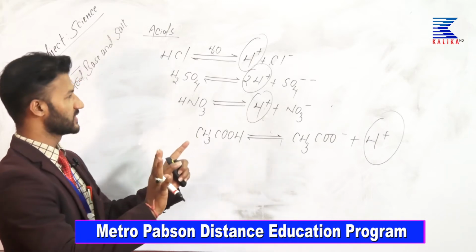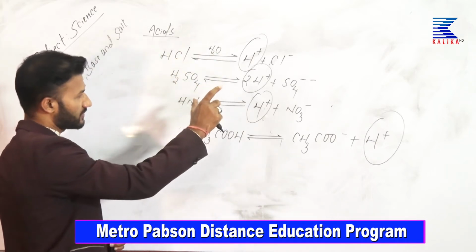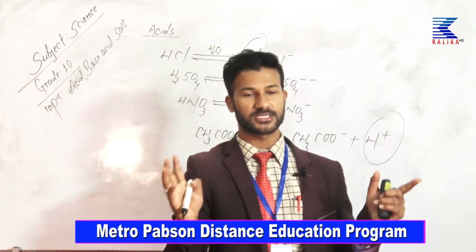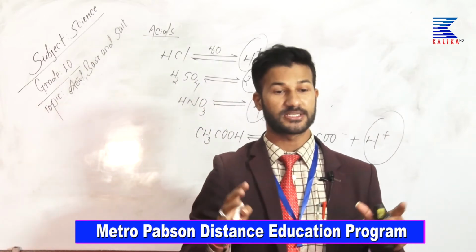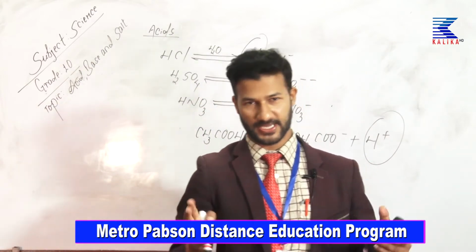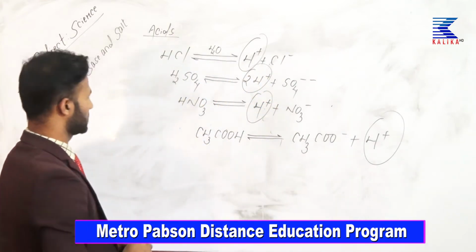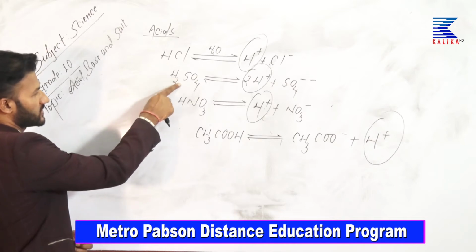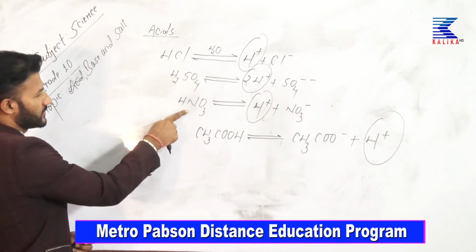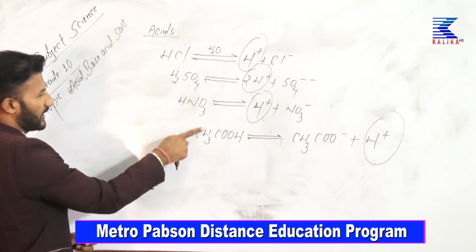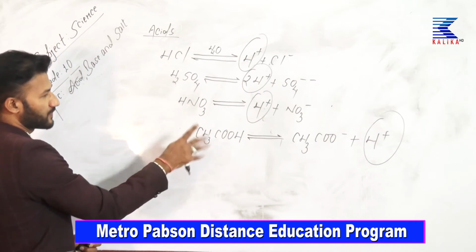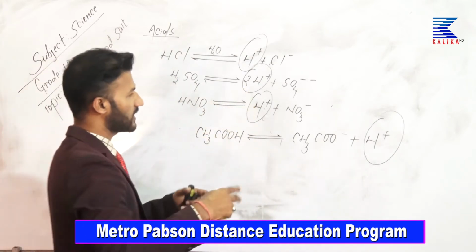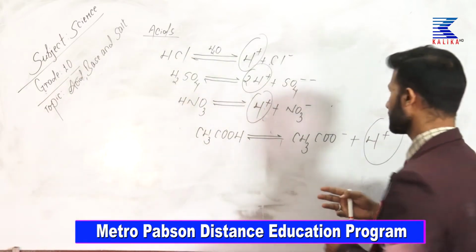So finally, what is acid? Acids are those chemical compounds which produce hydrogen ion when they are dissolved in water, and they are mostly sour in taste. Okay, I think you understood well about this acid. See one more time, this is hydrochloric acid, this is sulfuric acid, this is nitric acid, and this is acetic acid.